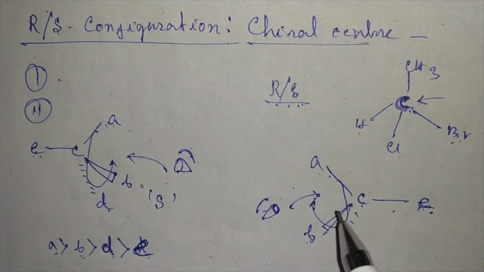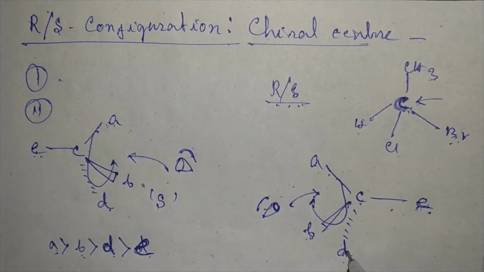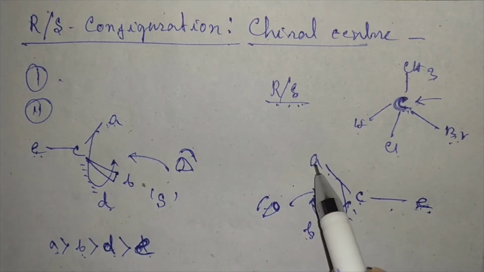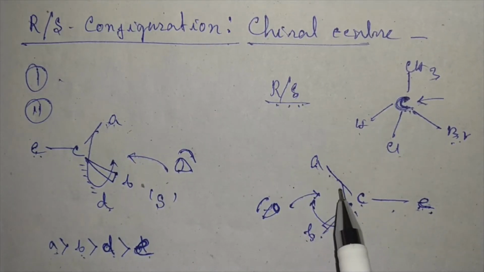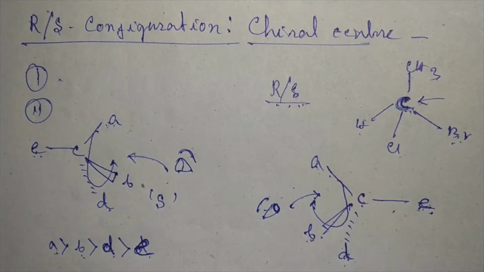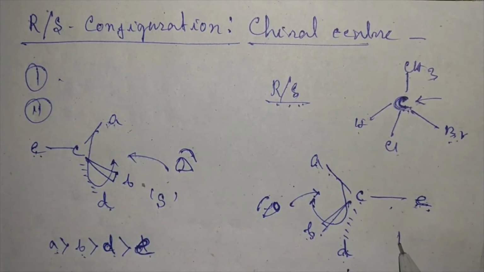Now if we are moving our eye from A to B to D, then A is in plane, B is above the plane, D is below the plane. So our eye is moving from A to B to D, so that is in clockwise direction. For clockwise direction, the configuration will be R. The configuration will be R.